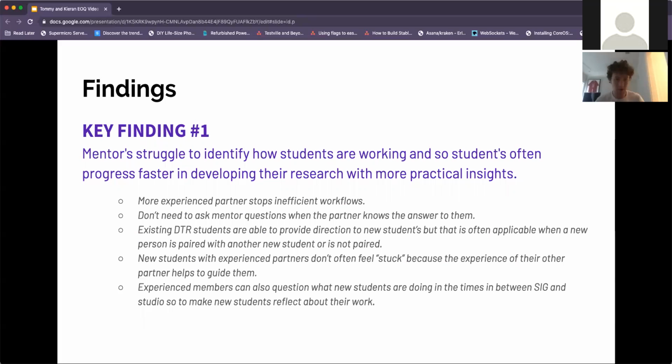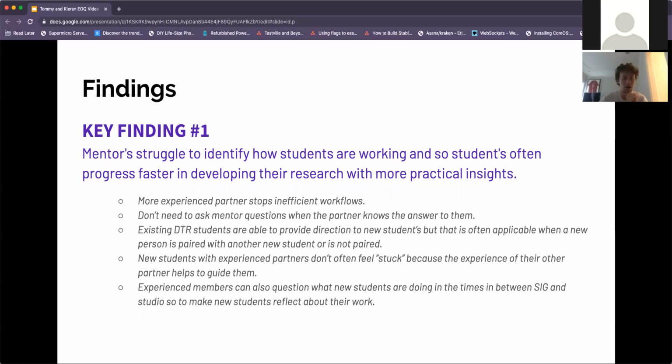So we came away with 5 key findings from the data that we gathered throughout the quarter. The first key finding was that mentors struggle to identify how students are working. And so students often progress faster in developing their research with more practical insights.